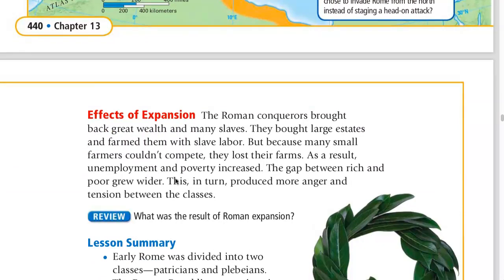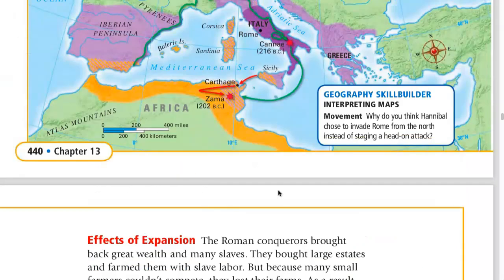The effects of expansion. The Roman conquerors brought back great wealth and many slaves. They bought large estates and farmed them with slave labor. But because many small farmers couldn't compete, they lost their farms. As a result, unemployment and poverty increased. The gap between rich and poor grew wider. This, in turn, produced more anger and tension between the classes.